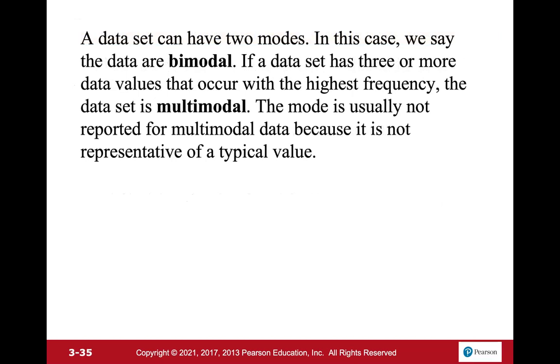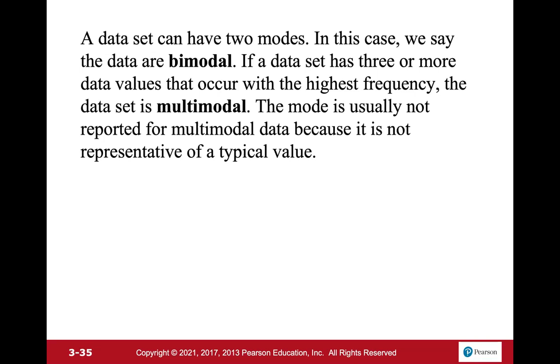And now we could talk about the multi-modes. A data set can have two modes. In this case, we say that the data are bimodal. Bi as in bicycle, two different modes, so bimodal. If a data set has three or more data values that occur with the highest frequency, the data set is multimodal, because there are multiple modes. The mode is usually not reported for multimodal data because it is not representative of the typical data value.